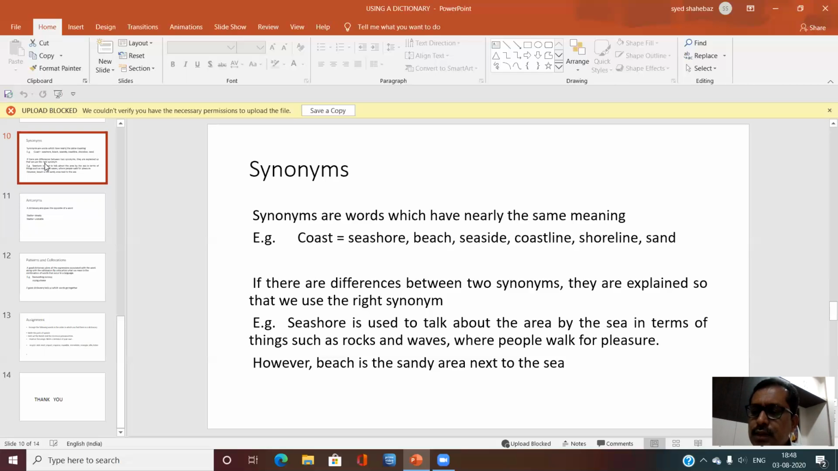If something is serious, you go to hospital, where the surgeries take place, where the provision for hospitalization is there. So these two words have a subtle difference. He went to hospital means something serious. He went to a clinic means a minor ailment. So if there are differences between two synonyms, they are explained so that we use the right synonym. Okay, right.